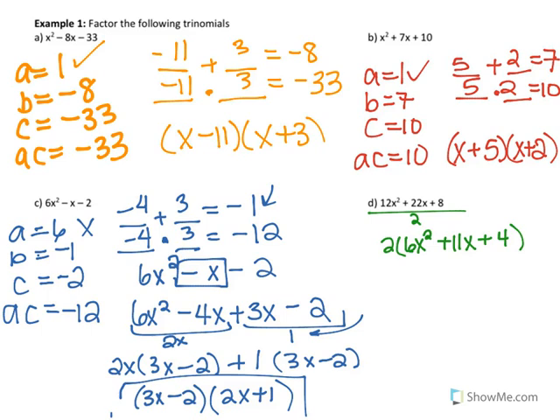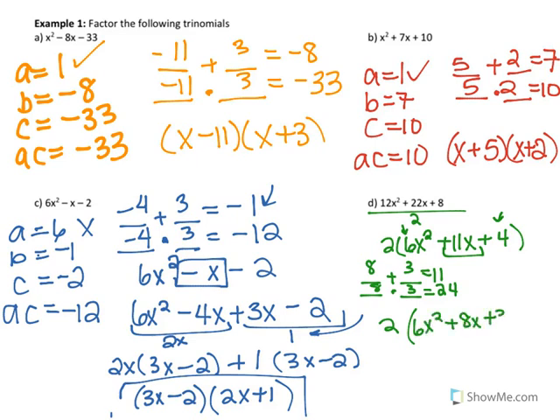Now we want to find two numbers that add up to make our middle term, which is 11, and multiply to make our a times c, so 6 times 4, which is 24. Our numbers are going to be 8 and 3. So don't forget the 2. Now we're going to break up this middle term. So we have 6x squared plus 8x plus 3x plus 4.